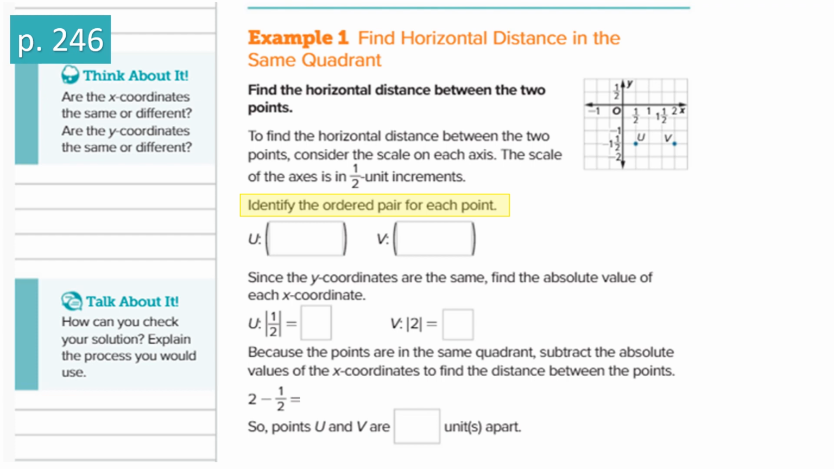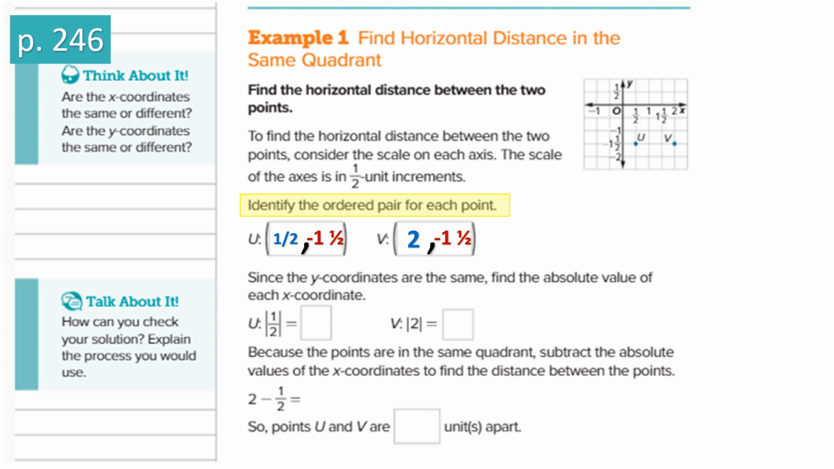So when I look for U, I can see that I'm going forward 1 unit, which is going to be a half, and then I'm going down 3 units or 3 blocks, which is negative 1.5. So my ordered pair is going to be 1/2, negative 1.5. For V, I'm going forward 4 units, which is equal to a value of 2. And then I'm still going down the same distance, so I'm still going to go down negative 1.5.